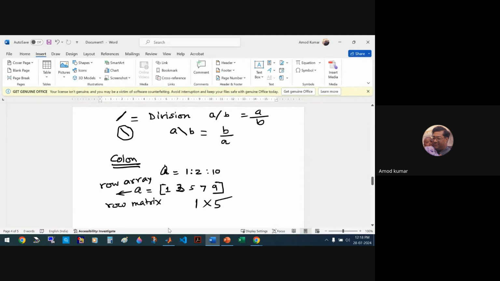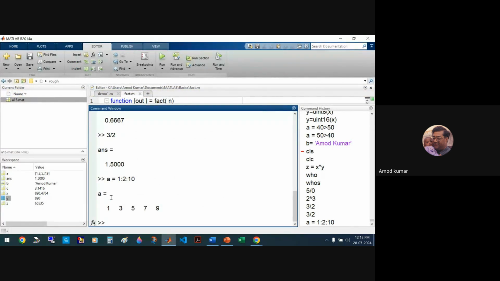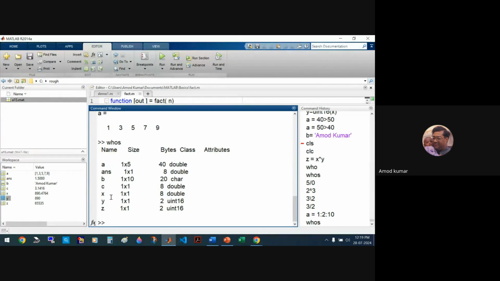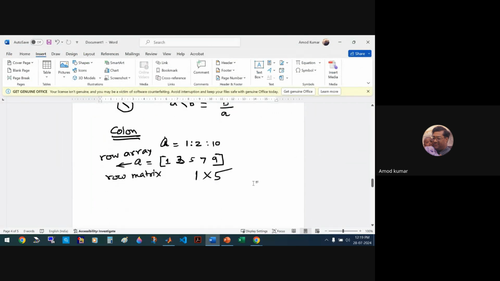Here also you can see if you want to see the property of A. So you can see the property of A, WHOS. Just I'll show you. It is a size 1 by 5. Can you see this? 1 by 5. And in the memory, it will occupy 40 bytes of memory. All the numbers are double precision numbers. I think this is not a great issue, but it is a matrix having dimensions 1 by 5.